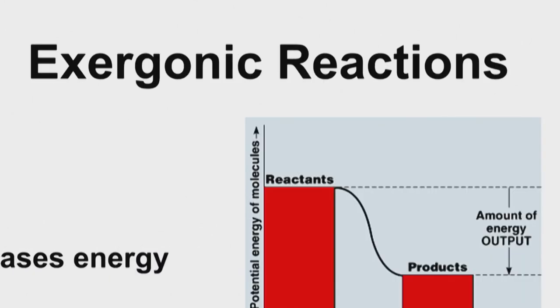Now let's flip over and look at an exergonic reaction, and we're going to see that it's just the opposite. An exergonic reaction is going to release energy. As we move from our reactants, which were on the left side of our equation, what we started with, to our products, now we're going to get an energy output. And this is going to mark it as being an exergonic reaction.